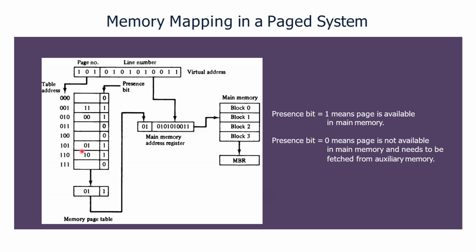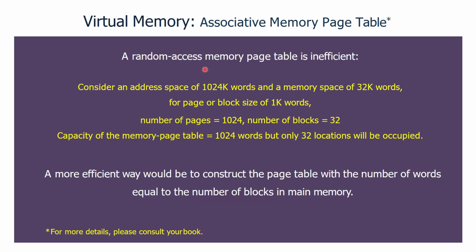Okay, then this 01 is passed on, the line number is copied here, and we can shift all of the data into the main memory address register, into block 1, and finally it is sent to the MBR, which is the memory buffer register. Okay, let's go ahead. So what is virtual memory, associative memory page table?